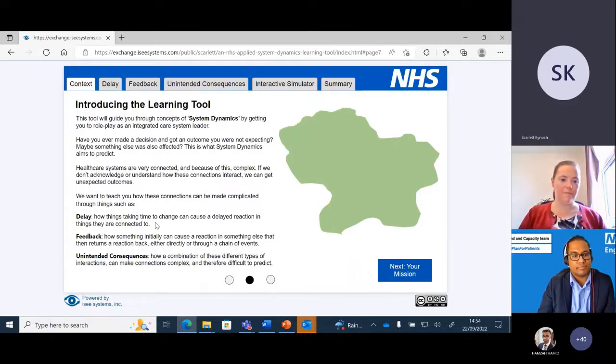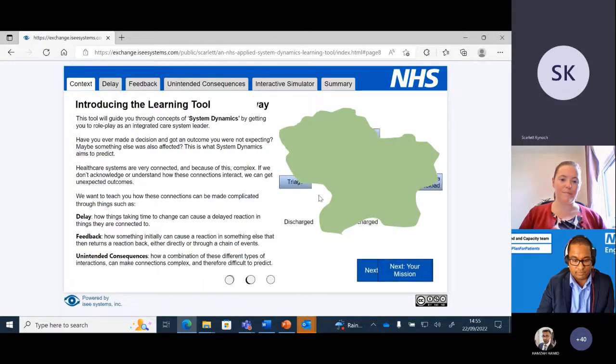Feedback is how something initially can cause a reaction in something else that then returns a reaction back, either directly or indirectly through a chain of events. And then there are unintended consequences, which arise from a combination of delay and feedback and a few other concepts, but for the premise of this learning tool we're just focusing on those 2, and how that can make complexity that you may not have been able to predict or intuitively come to.